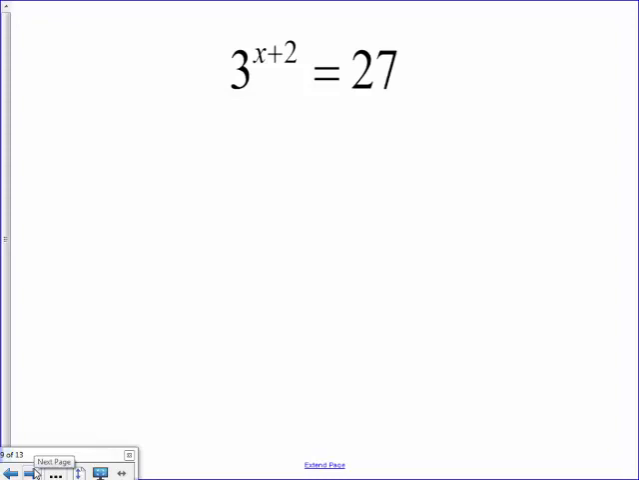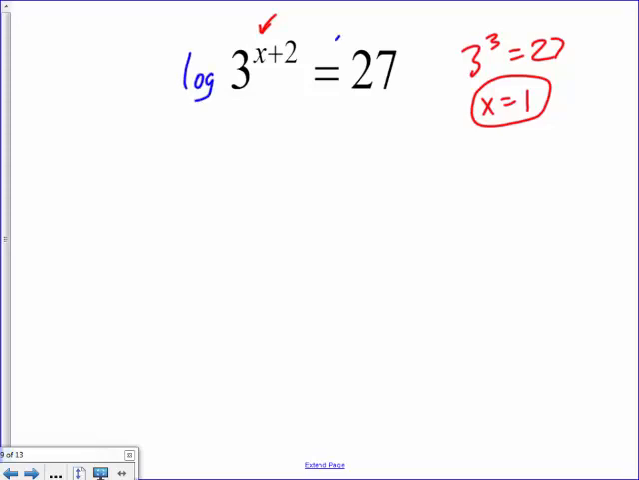Okay, same thing with a guy like this. If I have a variable in the exponent, well, in this case, I could probably solve this one mentally, couldn't I? Because 3 to the third power is really 27. And what plus 2 gives me 3? Well, 1. So I could just do that. So some of these you might be able to do mentally, but otherwise, in order to get it out of the exponent, we would take the log of both sides, correct?